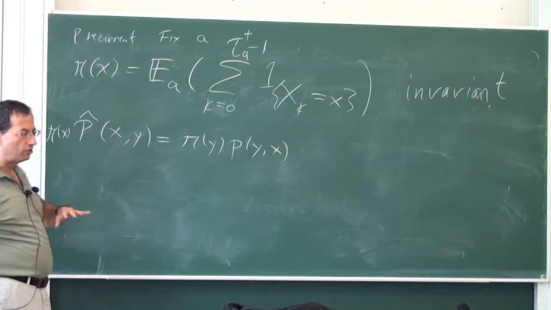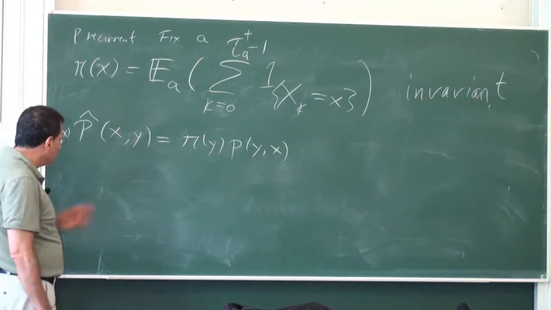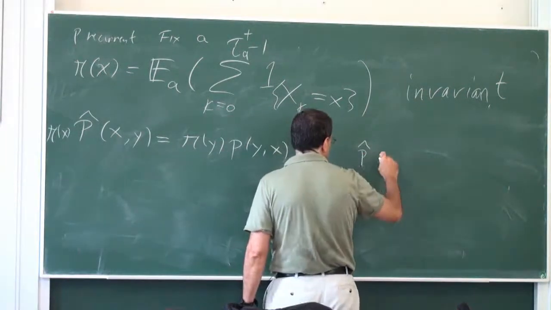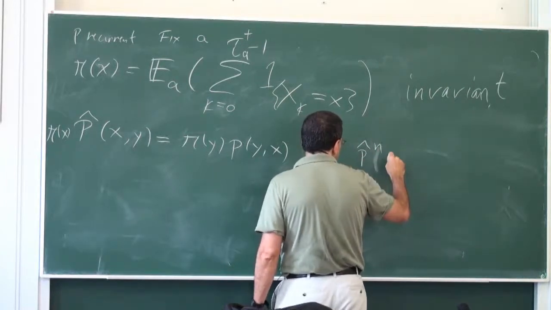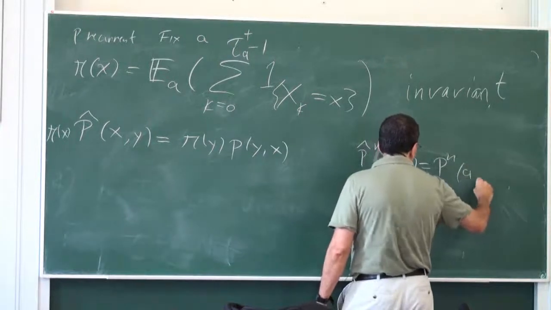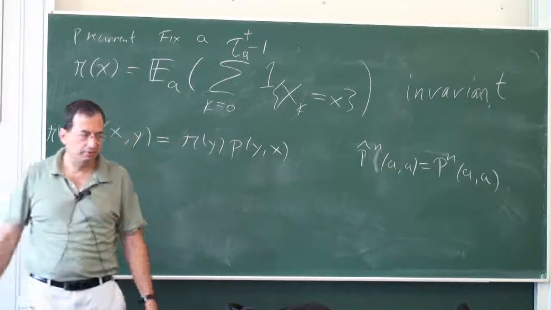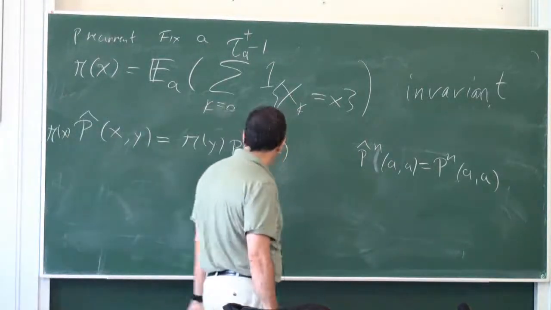So p hat is just the time reversal of p, and the chain defined by p hat is still recurrent, because if you look at p hat to the n of AA, this is just the same as p to the n of AA. So when you sum this for n from 0 to infinity, you must get infinity. So p hat is still recurrent.